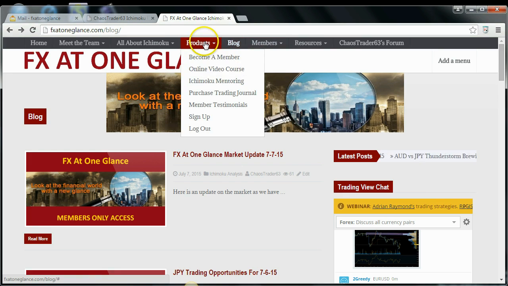If you want to become a member, you would go here and just become a member, or else you could just purchase the online video course, but that won't make you a member. Then we have mentoring, but the mentoring is not just for Ichimoku, it's the overall market. And then you could purchase a trade journal. I have a trade journal that I put out, and that's for anyone.